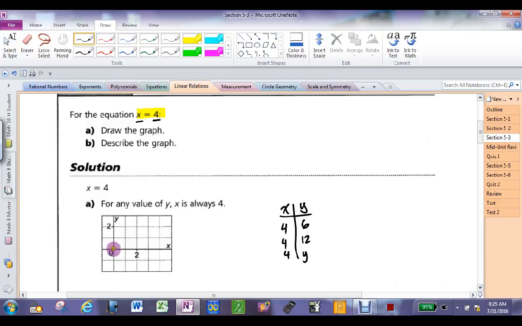I go to the right from 0 along the x-axis, 1, 2, 3, 4, and it always has to be what? X always has to be 4, right? So if I go up here, is x still 4? So I got to put a dot. If I go here, is x still 4? Here? Here? Here? Yeah. X is always 4. What am I making?